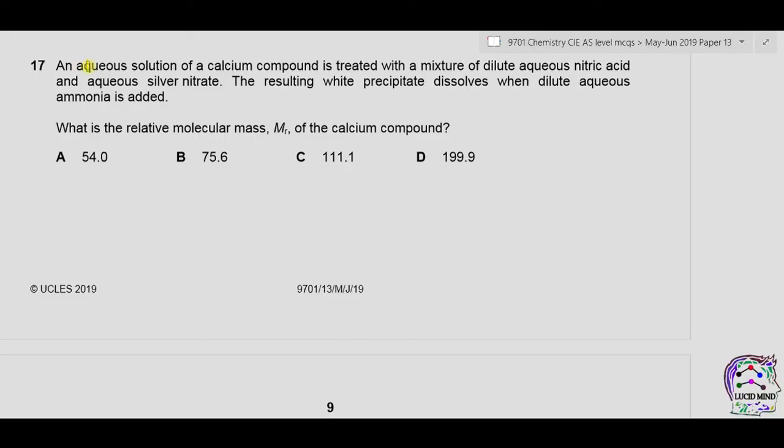Question 17. An aqueous solution of calcium compound is treated with a mixture of dilute aqueous nitric acid and aqueous silver nitrate. The resulting white precipitate dissolves when dilute aqueous ammonia is added. What is the relative molecular mass of the calcium compound?